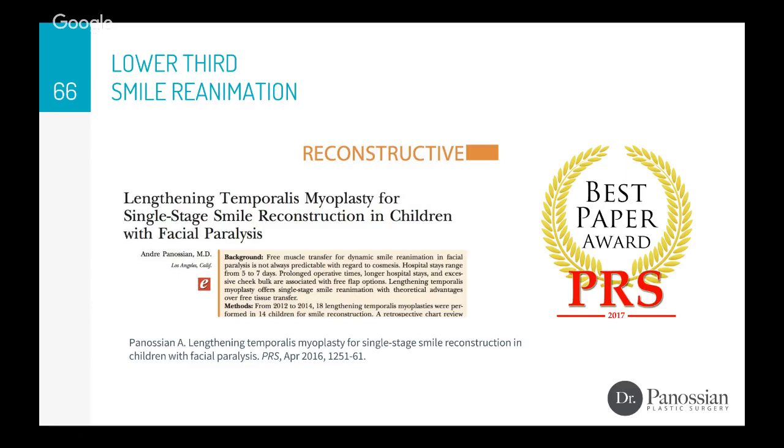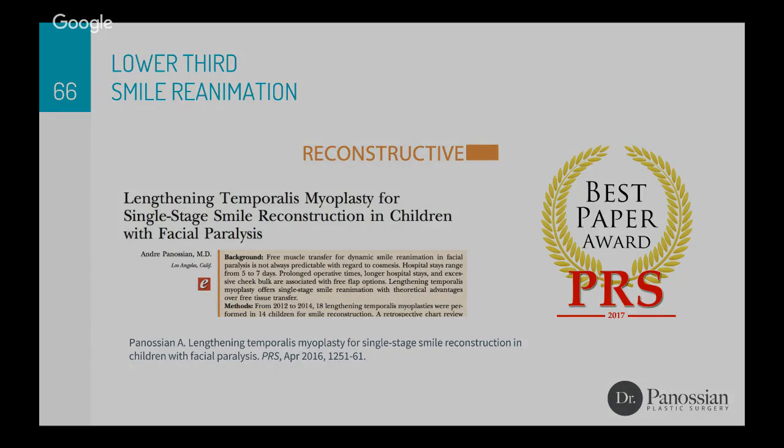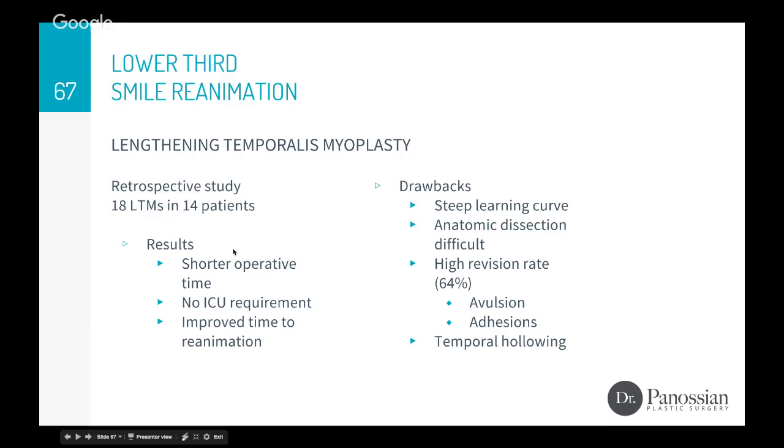My technique that I wrote on was actually published in PRS last year, and in fact did receive the best reconstructive award paper in all of 2016, which sort of gives validity to the fact that this is actually an interesting procedure. People are recognizing this as a viable option for not only children, but anyone with facial paralysis who does not want to undergo a lengthy procedure to have their smile back. In that study, we looked at 18 temporalis myoplasties in 14 patients. We noted that there were shorter operative times when we compared it to gracilis options. There was no ICU requirement in any of these patients. There was improved time to reanimation.